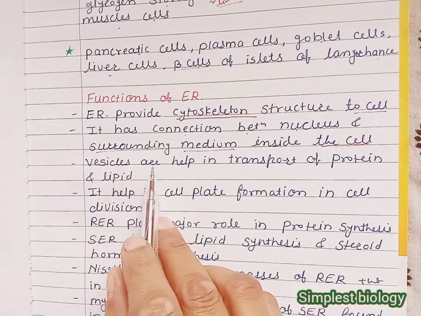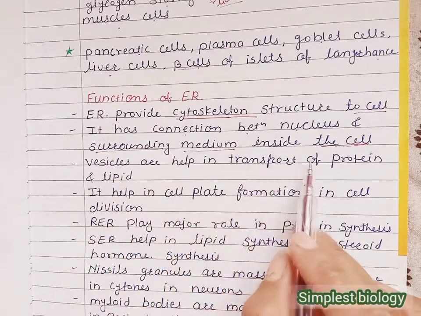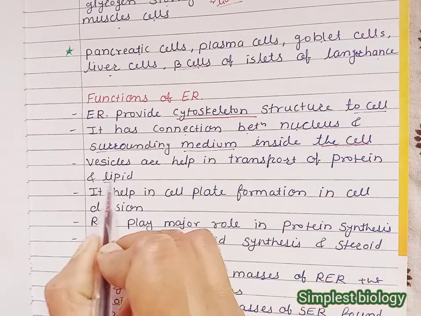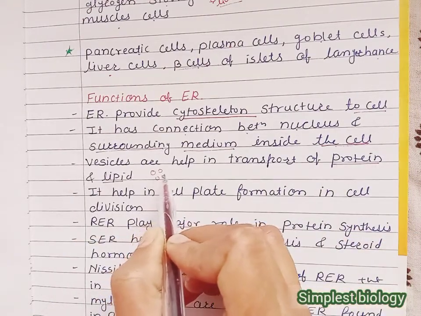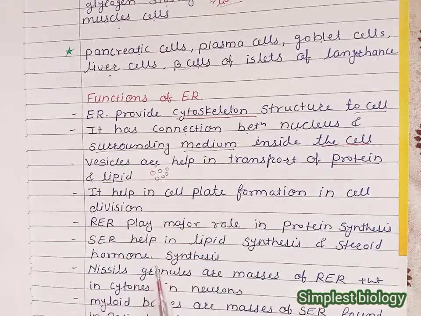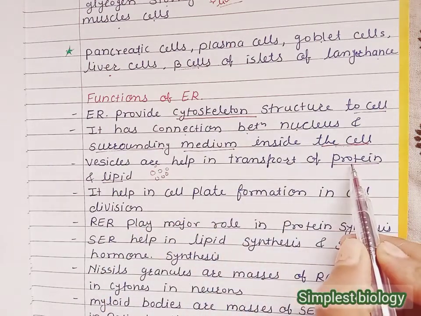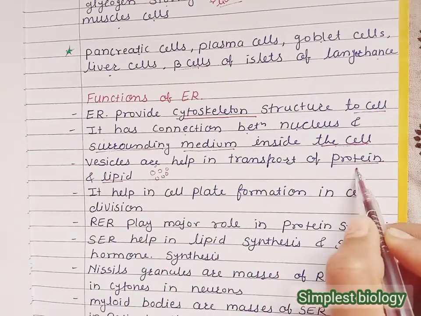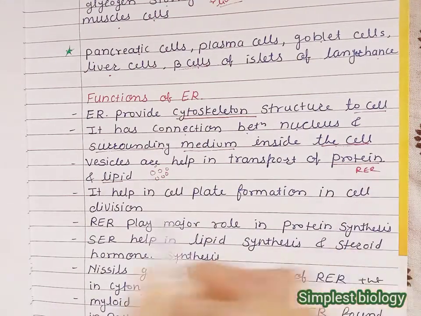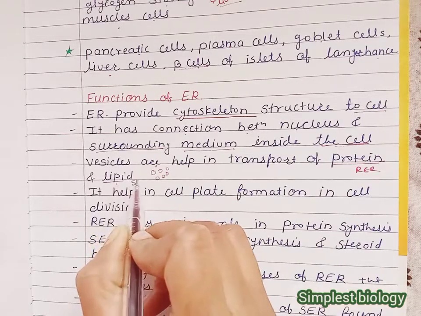Vesicles help in the transport of proteins and lipids. Vesicles are the rounded parts located near the cisternae and tubules, and they help in the transport of protein and lipid, because protein synthesis takes place in RER, while lipid synthesis takes place in SER.